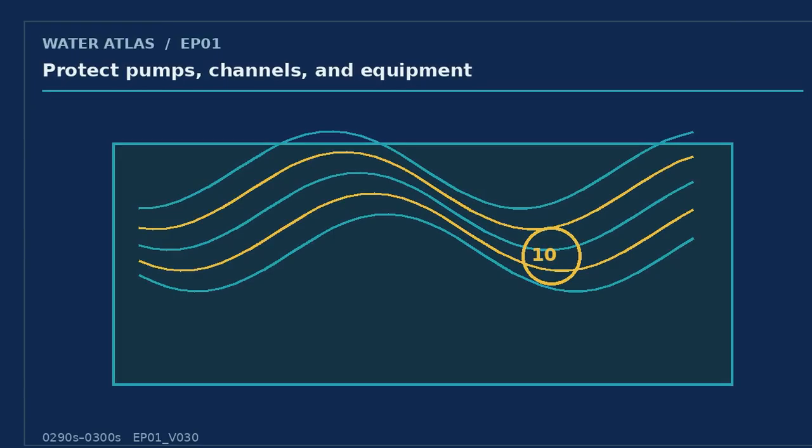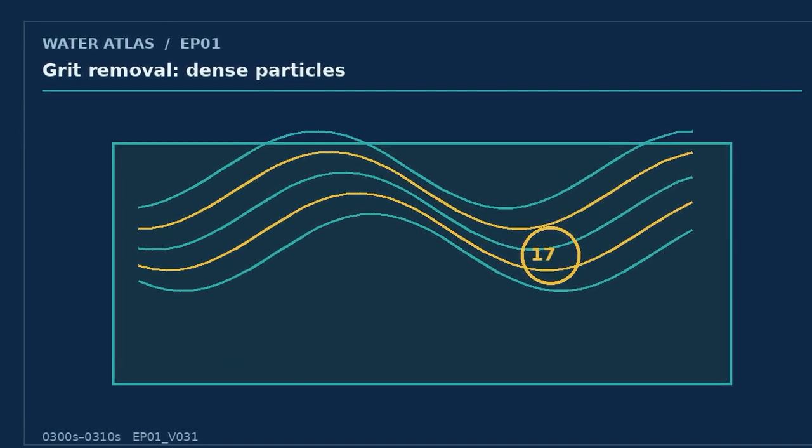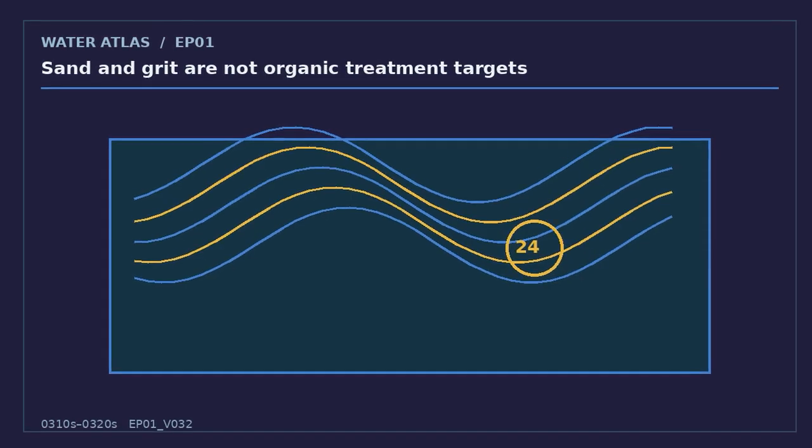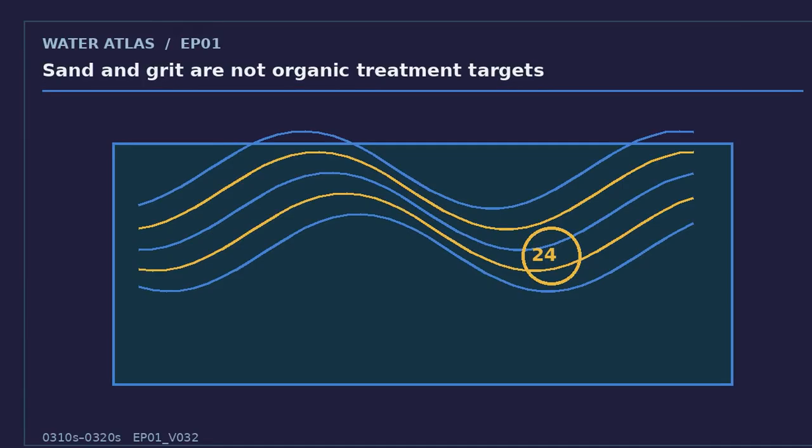If too little active biomass remains, treatment can weaken. If too much accumulates, settling and oxygen transfer may suffer. Operators use observations, instruments, laboratory tests, and experience to keep the biological system within a workable range.